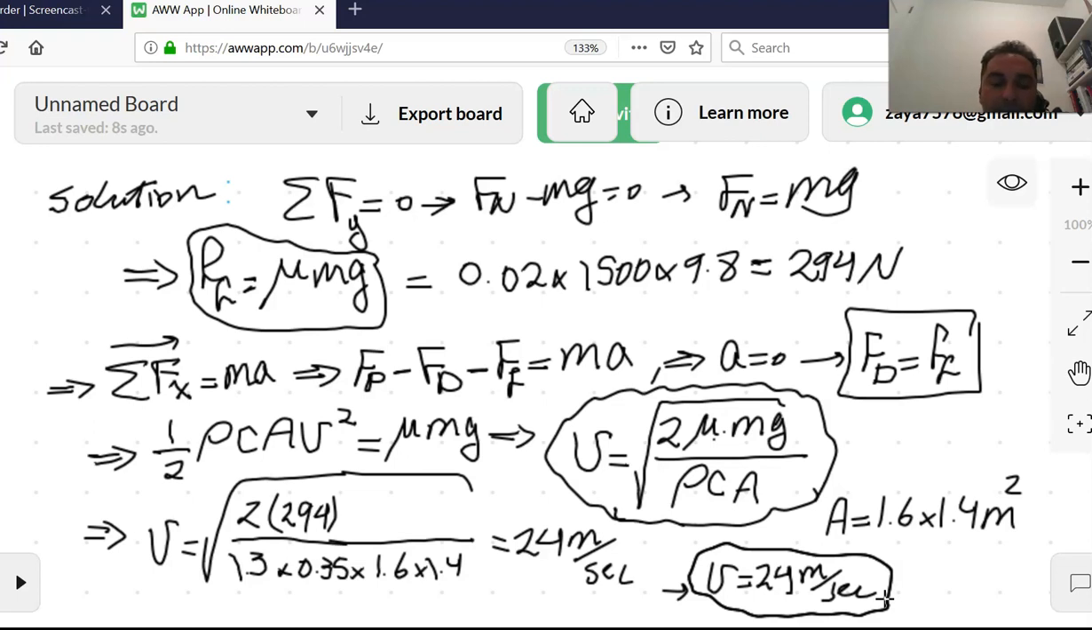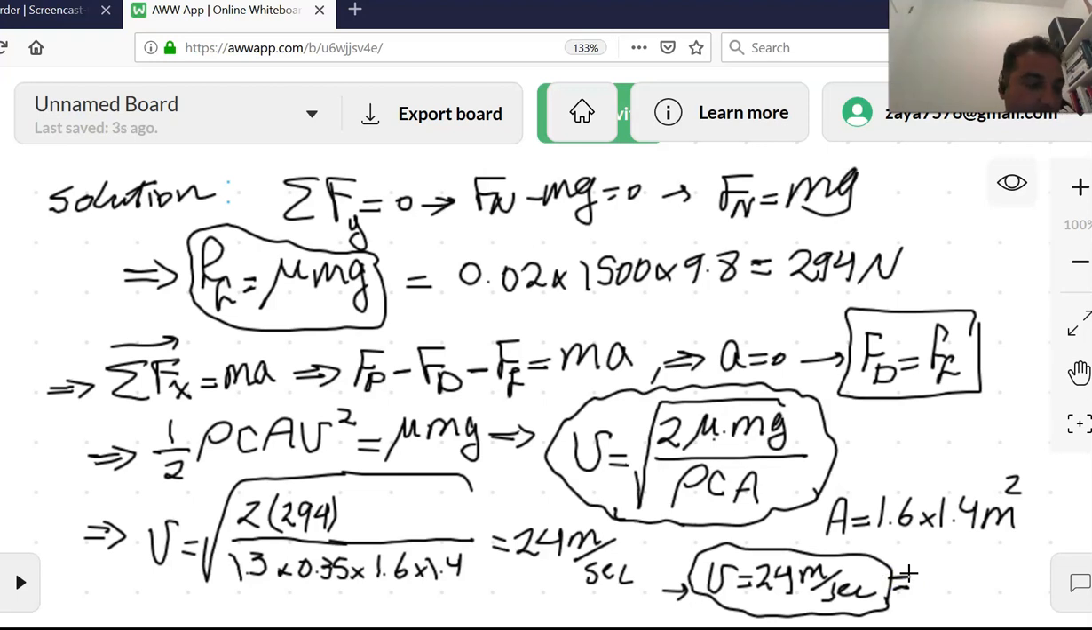A BMW is a little heavier, like 1700 to 1800 kilograms. So imagine if we have those kind of cars, when your speed is 24 meters per second, your drag force is equal with friction force.